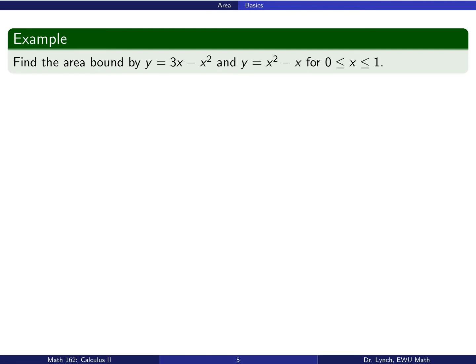Now we don't have graphs of these functions, but sketching these is something you should be able to do. Both functions are quadratics, and we know that the graphs of quadratics are just parabolas. The first one opens down and the second one opens up. Factoring those parabolas makes it a little bit easier to see where those intercepts are. The first has intercepts at 0 and 3. The second has intercepts at 0 and 1.